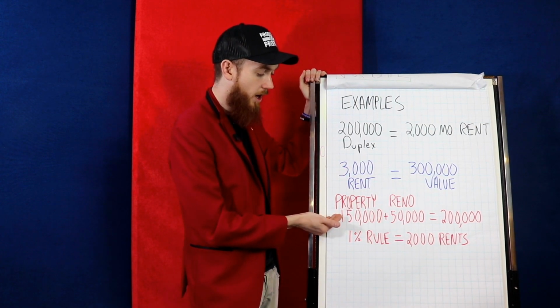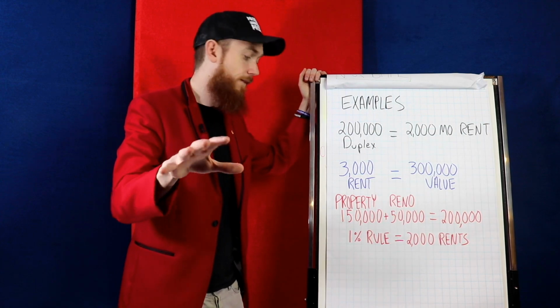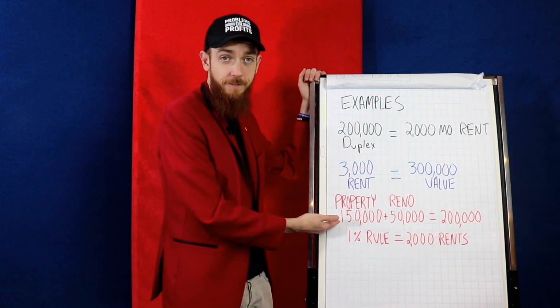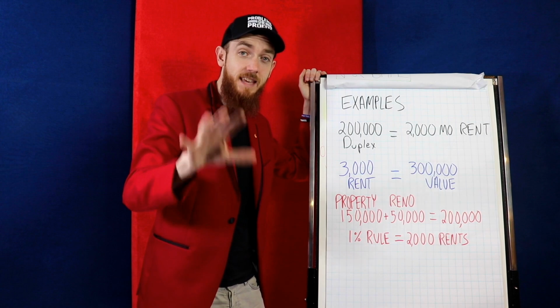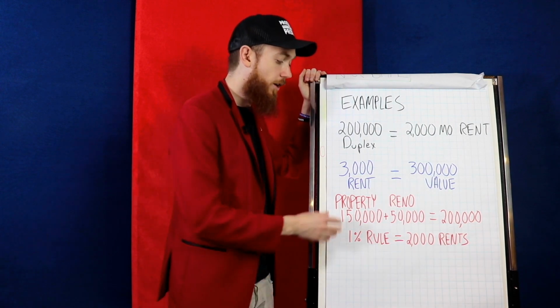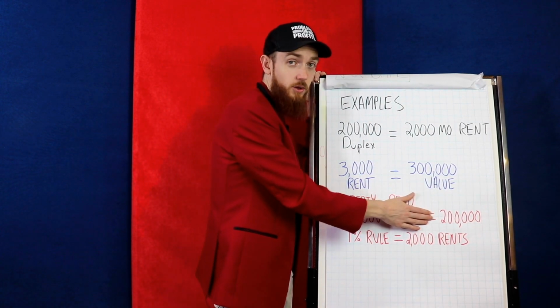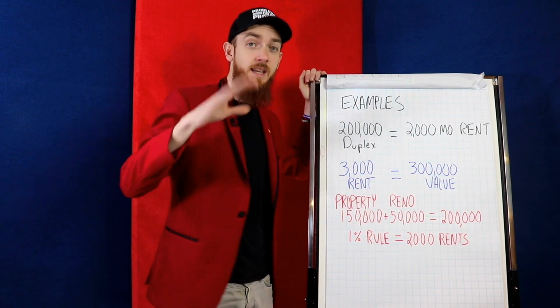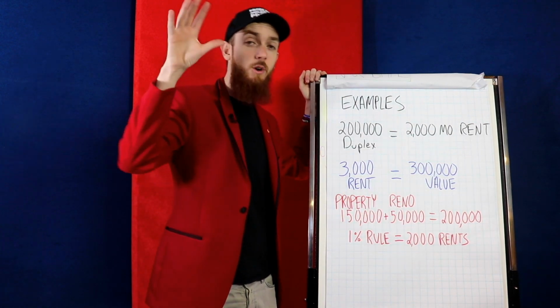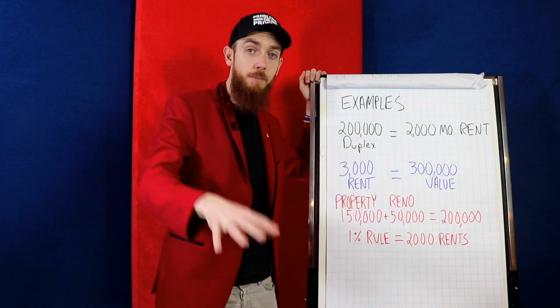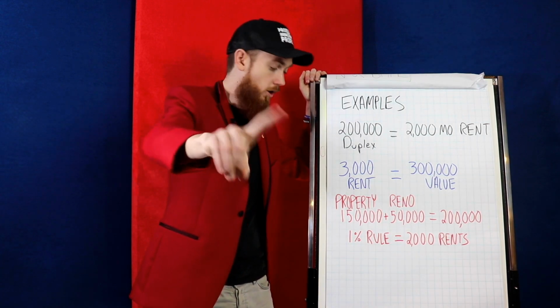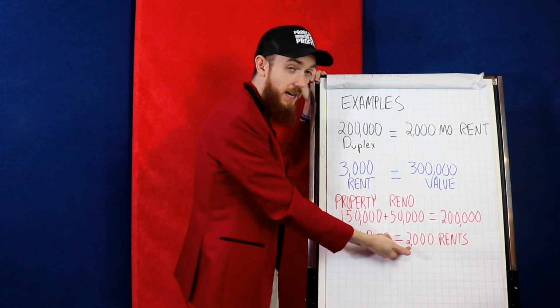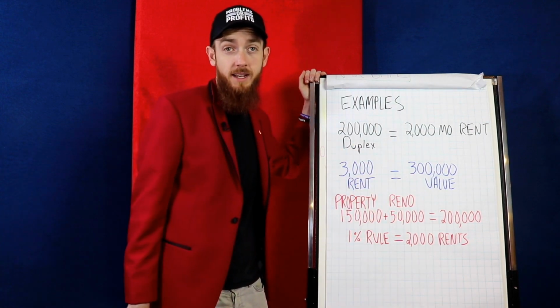Then we have a property, let's say, that needs a little bit of renovations. Maybe it's worth $150,000 but needs $50,000 in renovations. Well, in that case, the total value or the total cost of the property for us is $200,000. So if we want to make sure that that property met the 1% rule, we're going to need to get $2,000 a month in gross rents.